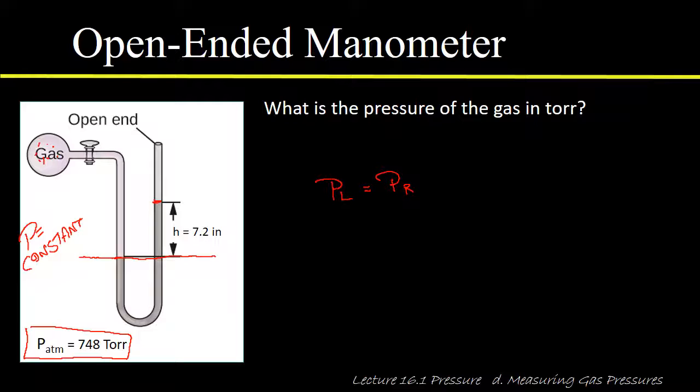And this time, if we look at the left side, there's only one thing on the left, and that's the pressure of the gas, right? And on the right-hand side, there are two things. There's the pressure of this column of mercury pushing down here. And there is also the pressure of the atmosphere, because again, this is an open-ended manometer, and that part right there is exposed to the atmosphere.